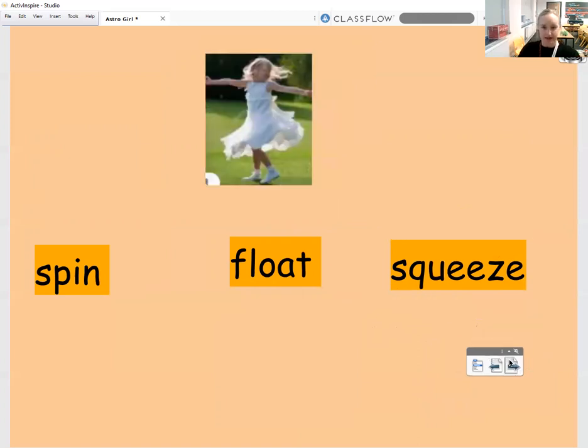And I think this is the last one. What's the little girl doing in the picture? Hopefully you've said spinning, okay? So the correct verb is spin. So well done there for having a go at applying those verbs that we've been learning in Vocab Blasts.